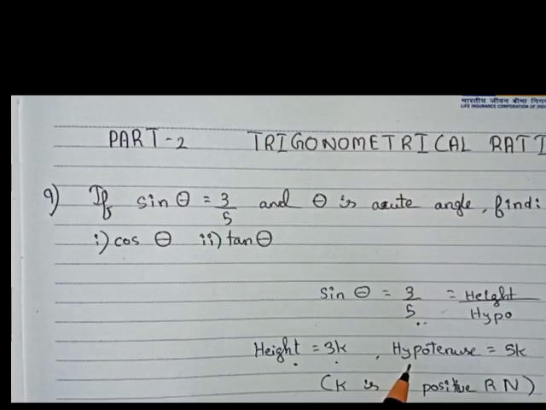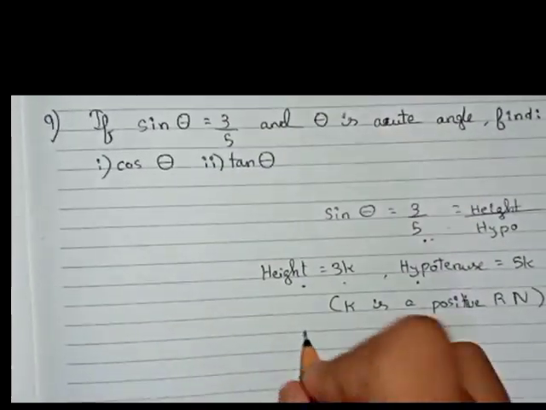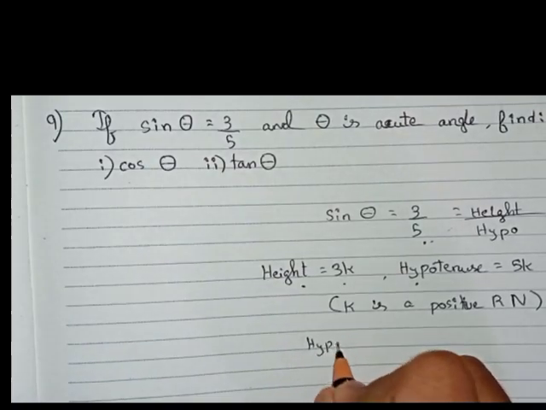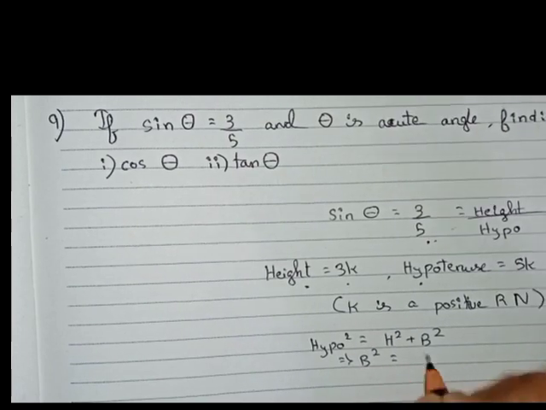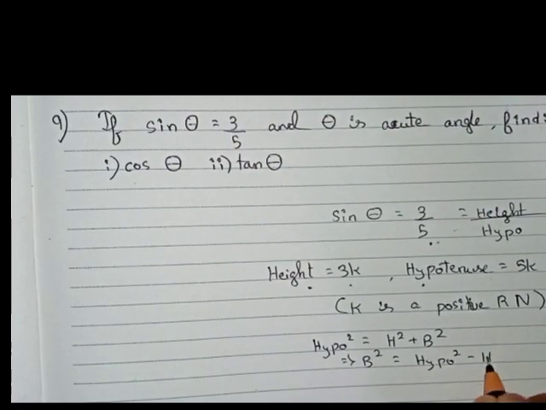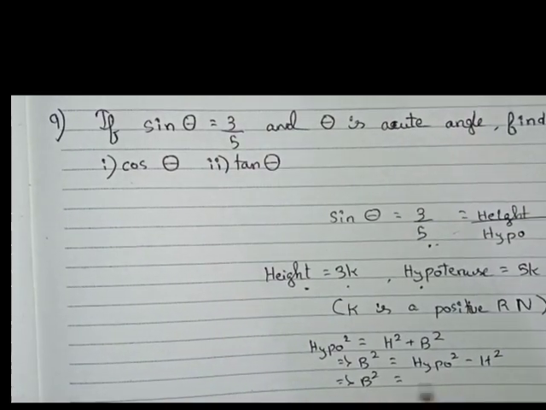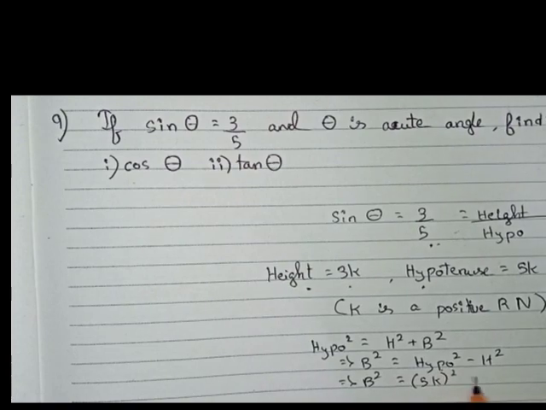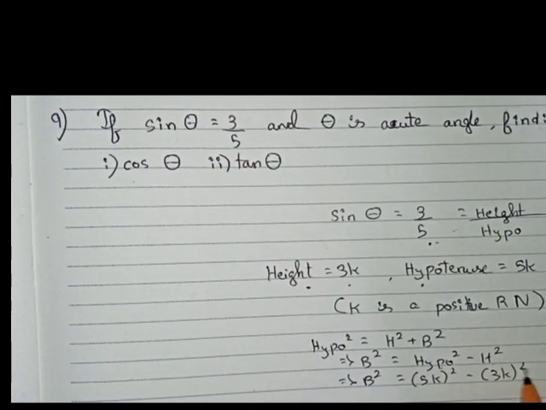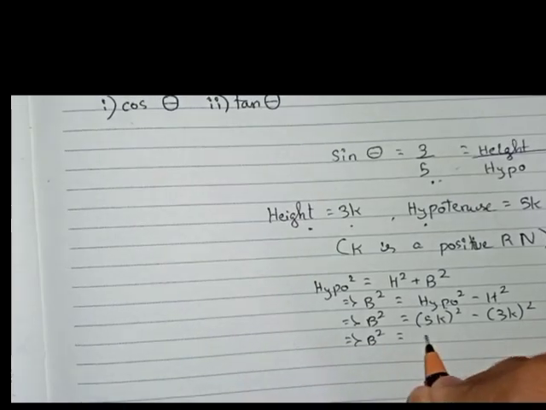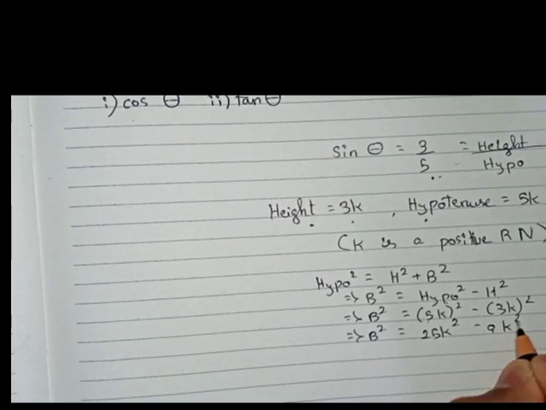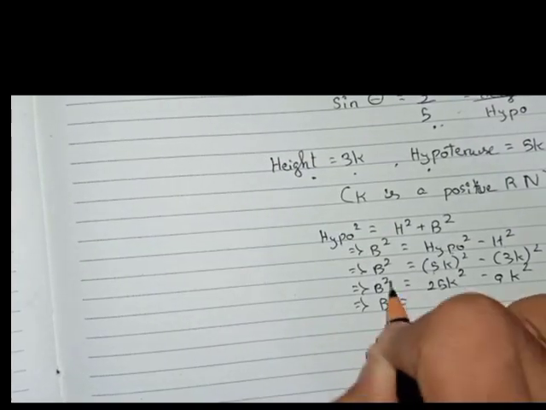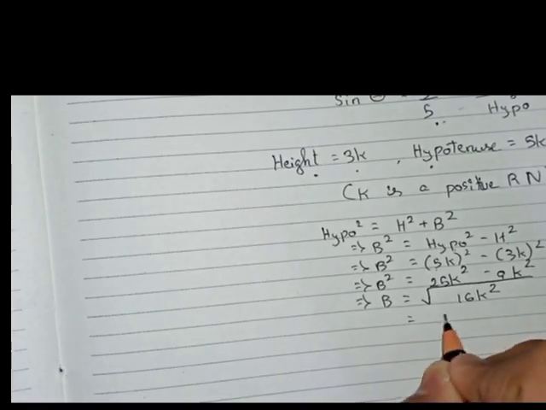So we got the height and the hypotenuse. With this data we can find out the base. According to the Pythagoras theorem, hypo square is equal to height square plus base square. So rearrange this: base square is equal to hypo square minus height square. So base square is equal to hypo square, 5k square, minus height square, that is 3k square. So base square is equal to 25k square minus 9k square. Now b is equal to root over 25k square minus 9k square, 16k square. It will become 4k.